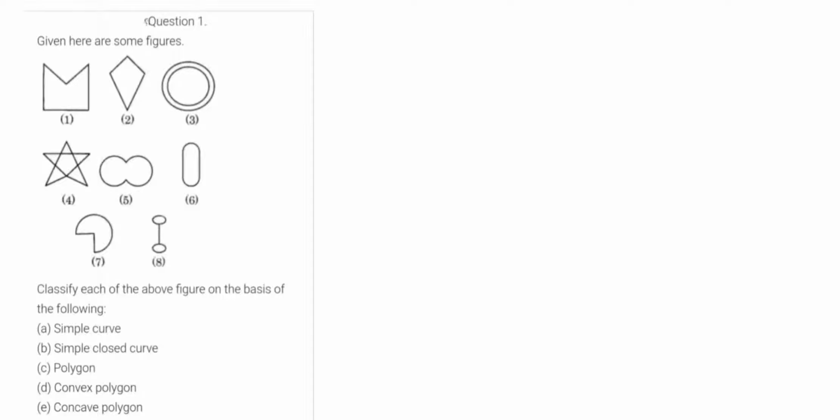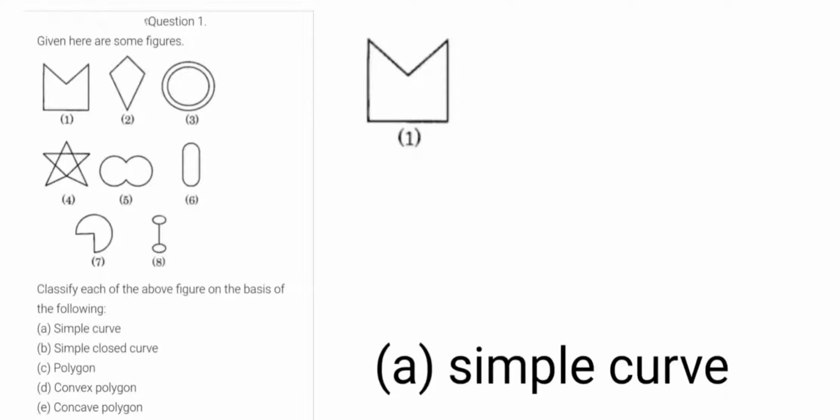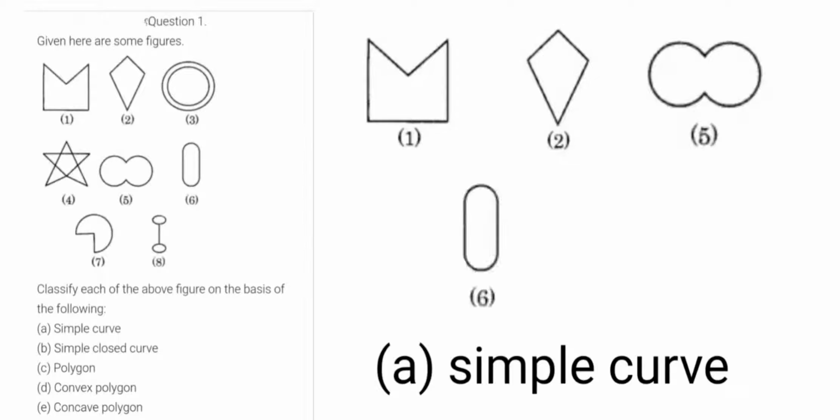Simple curve, what is that? A simple curve doesn't cross itself at any point. So figures 1, 2, 5, 6 and 7 are examples of a simple curve that doesn't cross itself at any point.